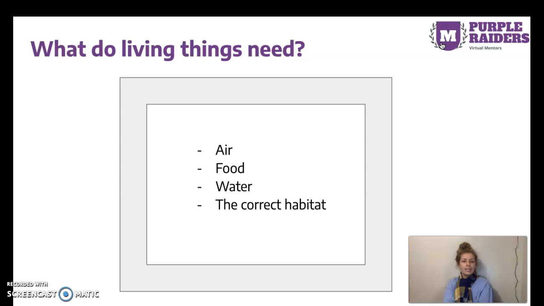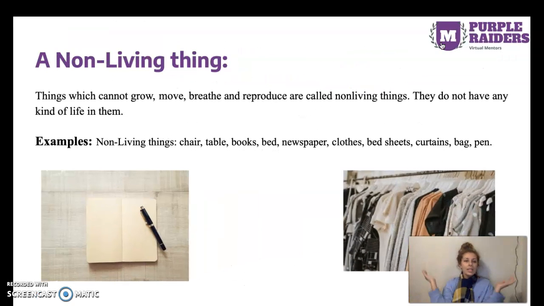So what do living things need? They need air, food, water, and the correct habitat. Quick question for you guys. Are we a living or non-living thing? Correct, we are living things because we need oxygen to breathe, we need food in our tummies, and we need water to drink.